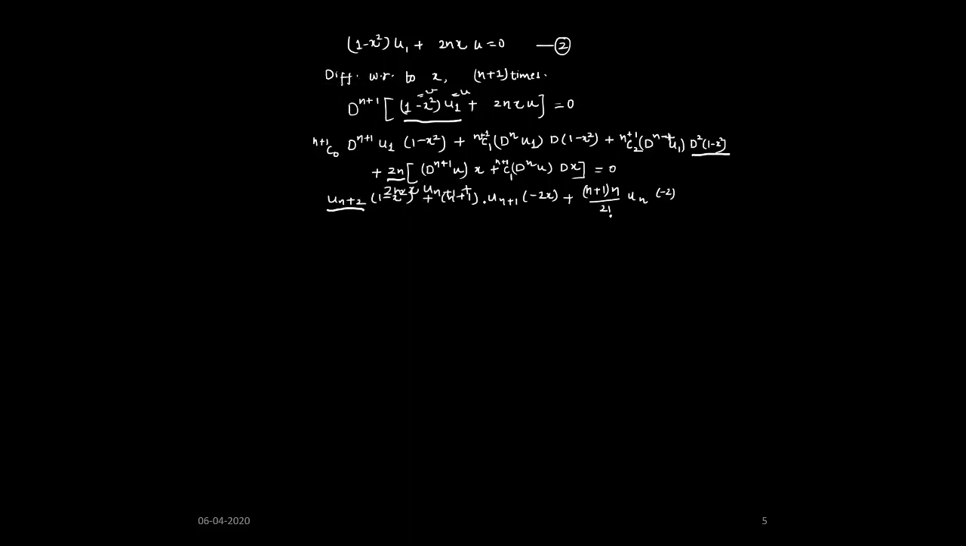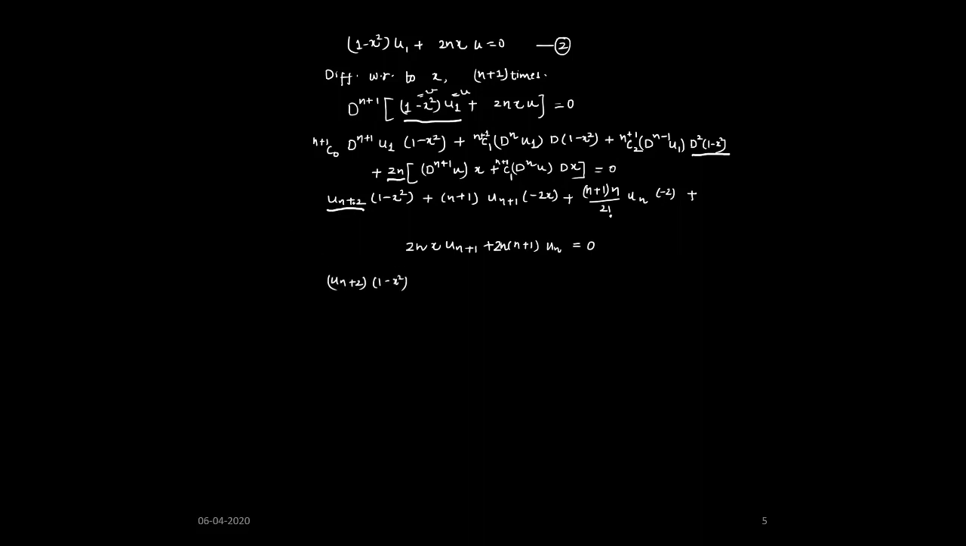And in the next term we will have plus 2n, so I have multiplied this, so 2n x un plus 1, and the next term is 2n, and here we will have n plus 1 c1, which is n plus 1, and this is un, and dx is 1, right? So this is equal to 0, right?